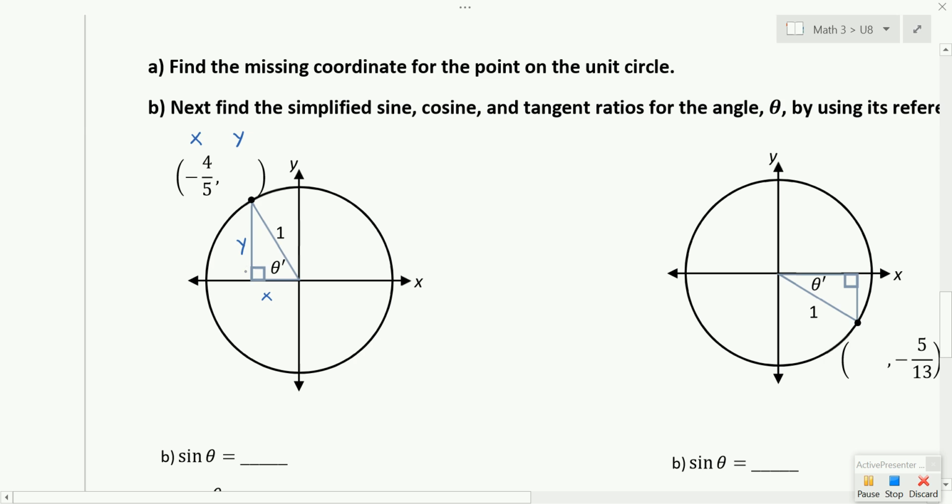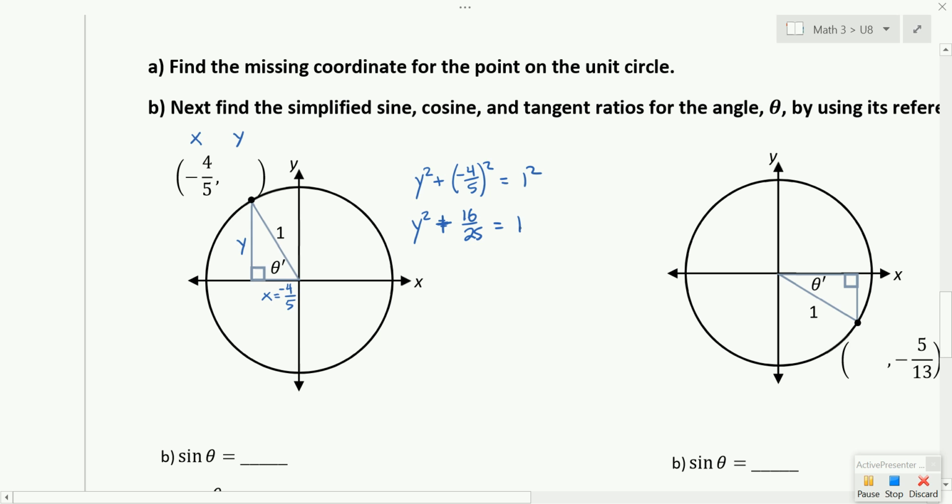And so to find this, if you know two side lengths, so we know the x side length, we'll say negative 4/5 or just 4/5, and you have your hypotenuse at 1. We're looking for y. We can use the Pythagorean theorem. We can say that y squared plus negative 4/5 squared is equal to 1 squared. And yes, it does have a fraction, but it will work out. Okay. So when we square that fraction, you square the numerator and the denominator, and you end up with y squared plus 16 over 25 is equal to 1.